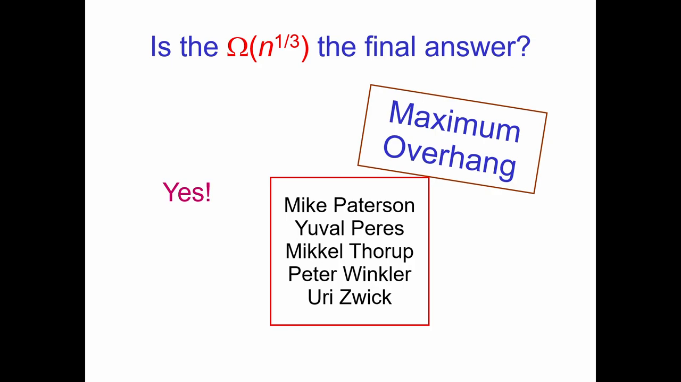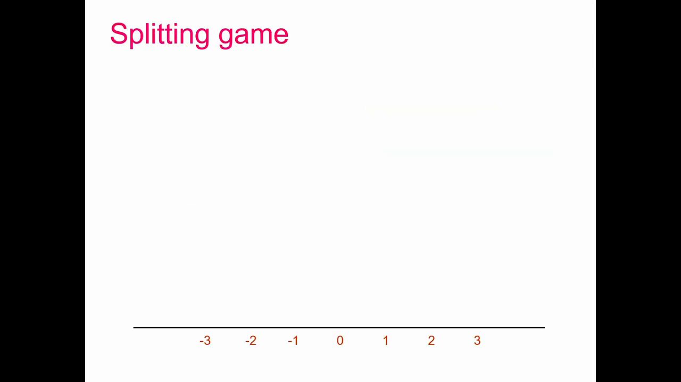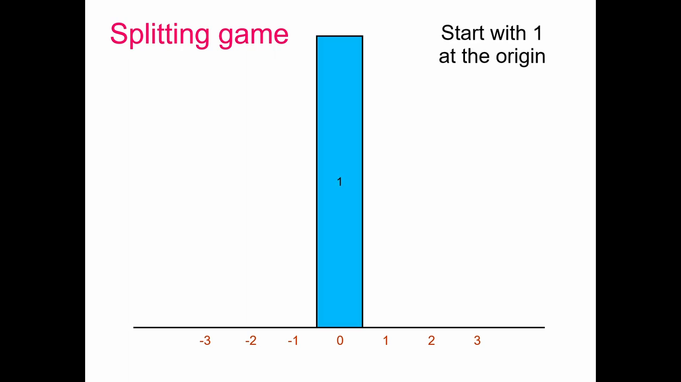And I'm going to finish with this and just say that the solution turned out to be based on some random walk type problem or splitting game. So what is the splitting game? You have a unit of mass at the origin. So it's a different problem. It turns out that because of the statics equations for the forces, this problem is very closely related to this overhang problem.